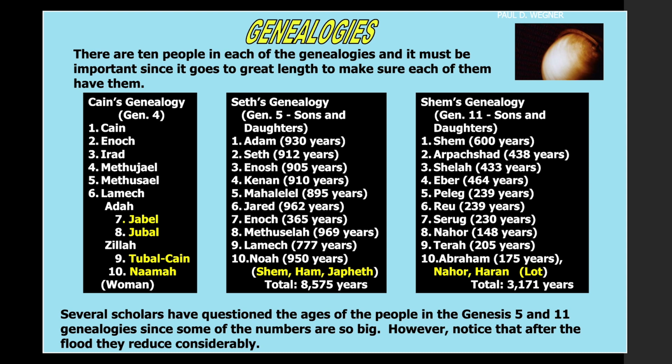What I think is interesting is that for some reason they all try to get to 10 people. If you look at Cain's, notice he has to put in, not just, usually it's one son and then it goes on. This one, you have to put in all the sons and a daughter. Look, Naamah is a daughter and she's put in there. And I'm going, wow, that's unusual for a genealogy to do that.